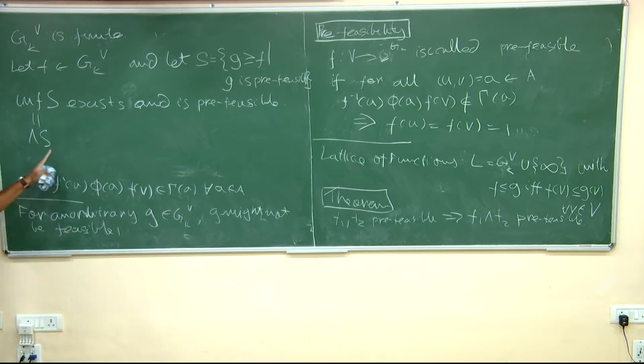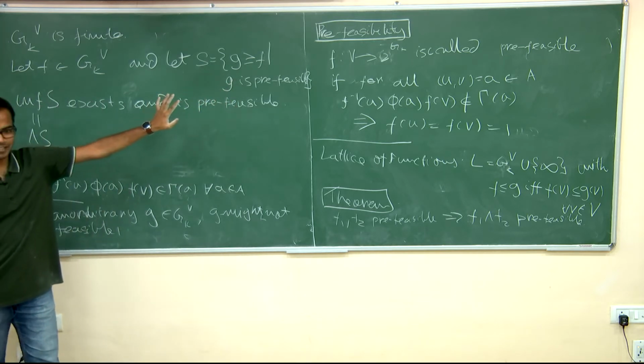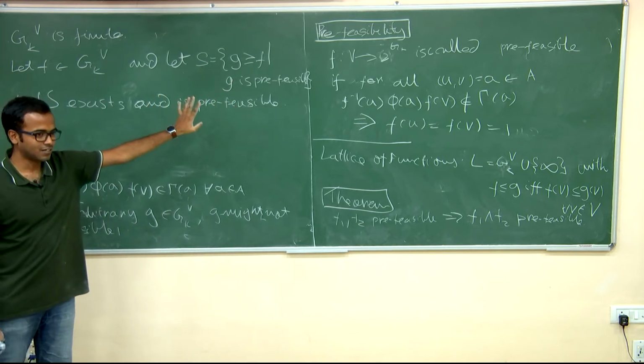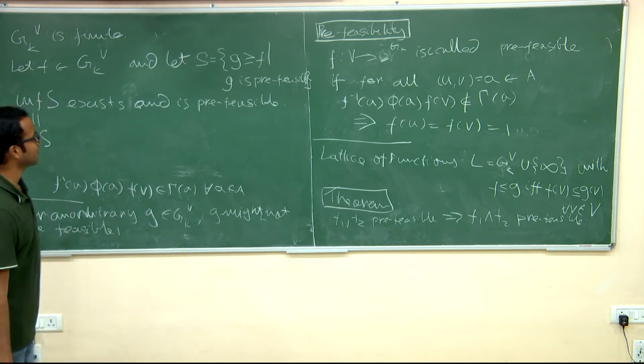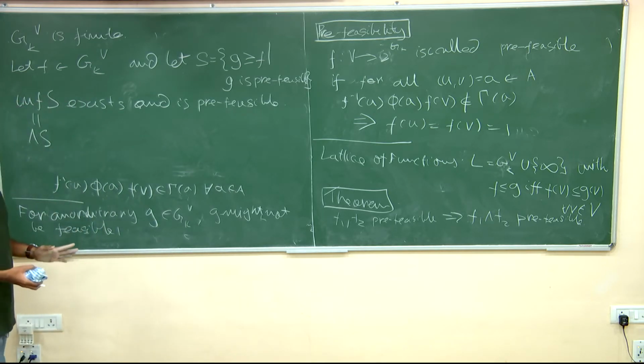But there's a catch here, which is that this set might be empty. There might not be a function larger than it that is free feasible. In that case, what is the infimum? Infinity.